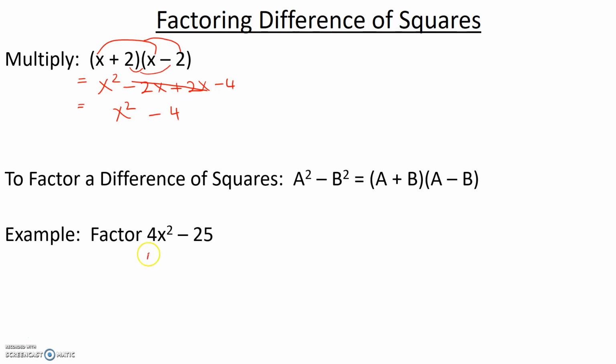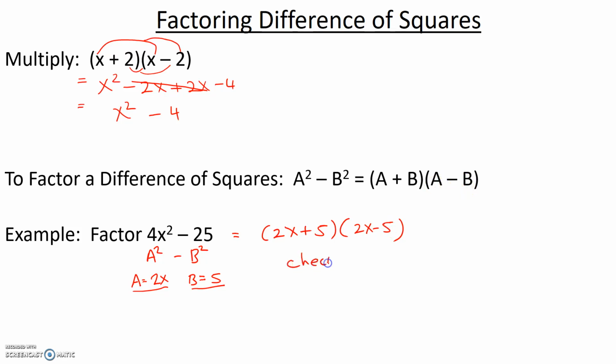Now first we have to recognize that this is in the form a squared minus b squared because we're subtracting two perfect squares. In other words, we have a difference of two squares. So let's figure out what our a and b values are. The a value is the square root of 4x squared, which is 2x. And the b value is the square root of 25, which is 5. Now, according to the difference of squares formula, this will equal 2x plus 5, which is a plus b, times 2x minus 5, which is a minus b.